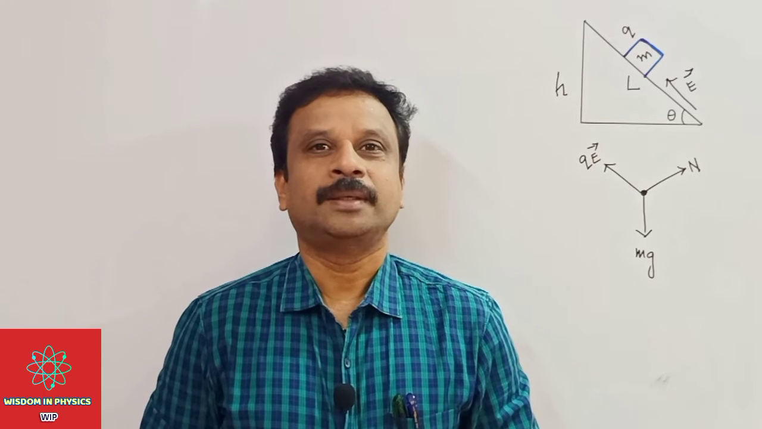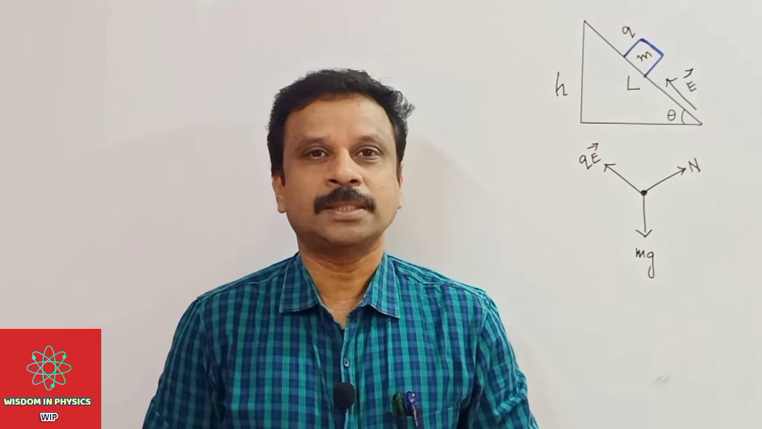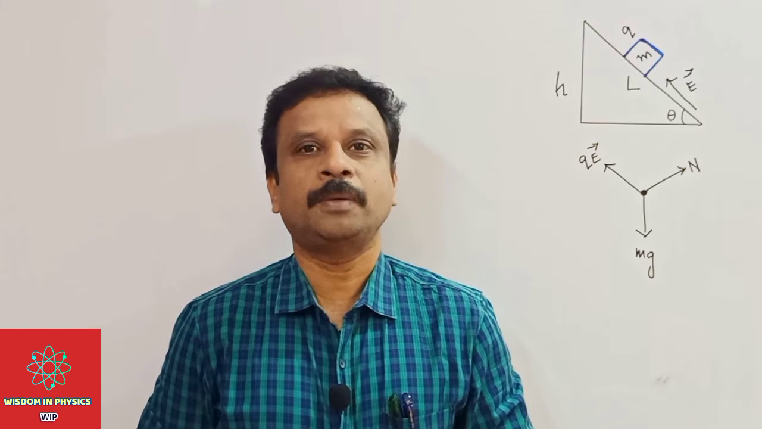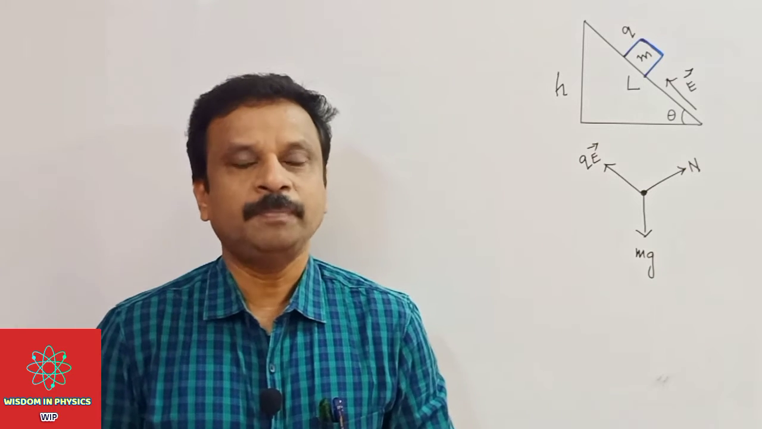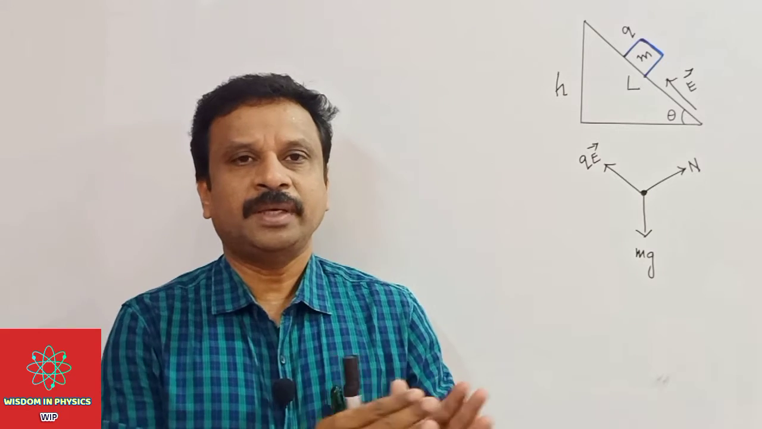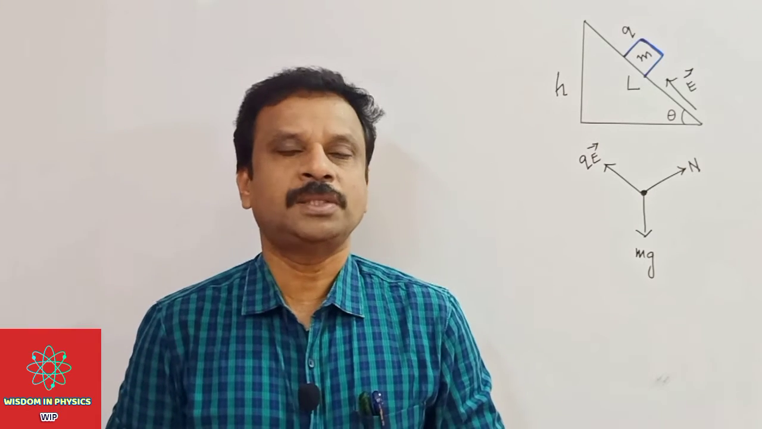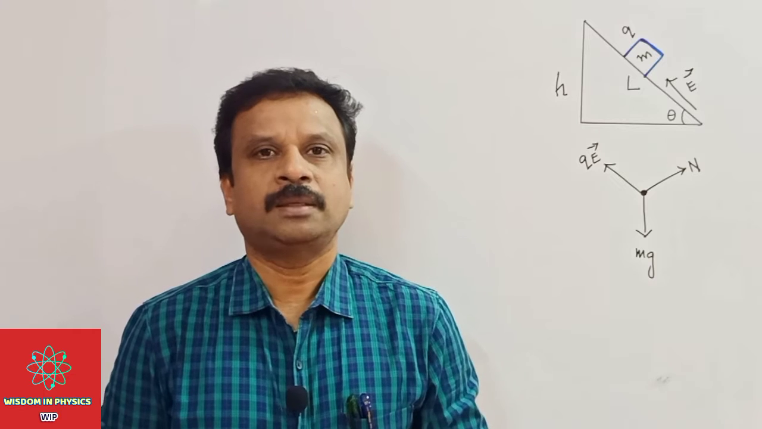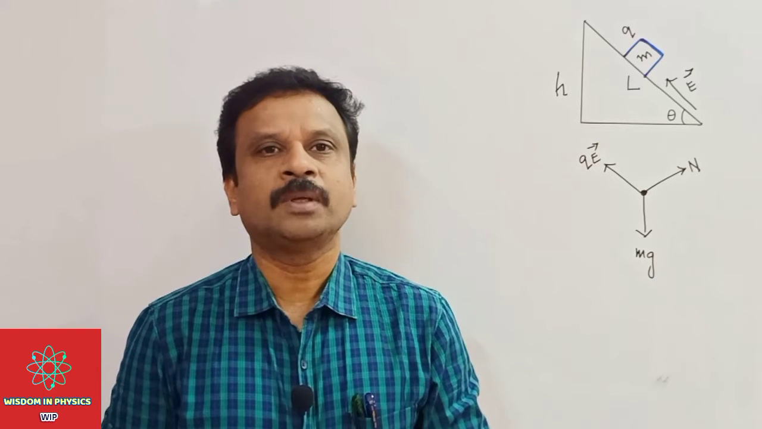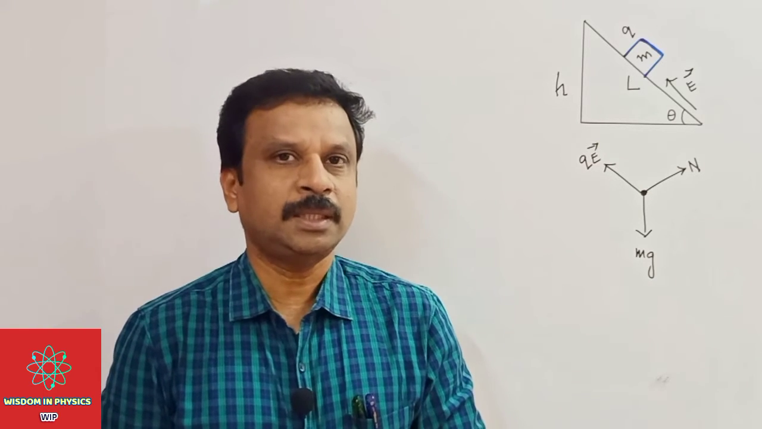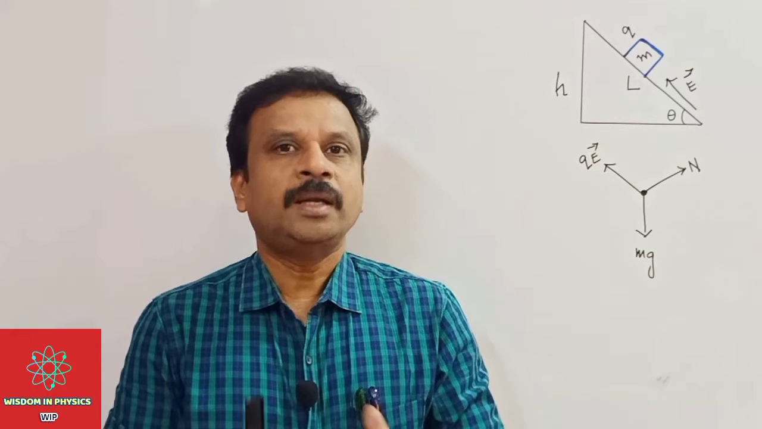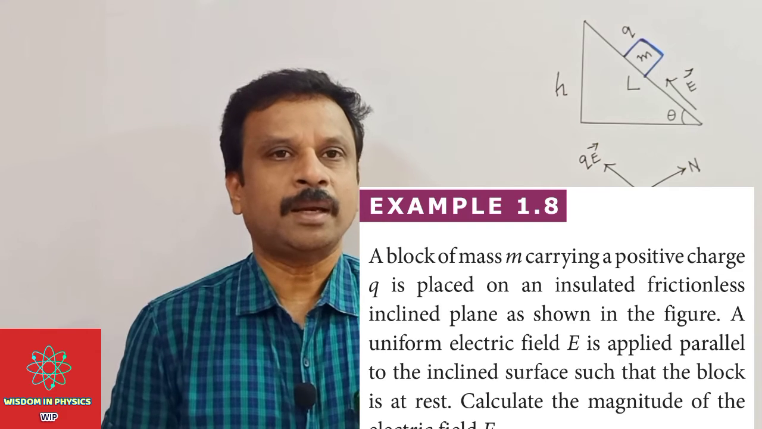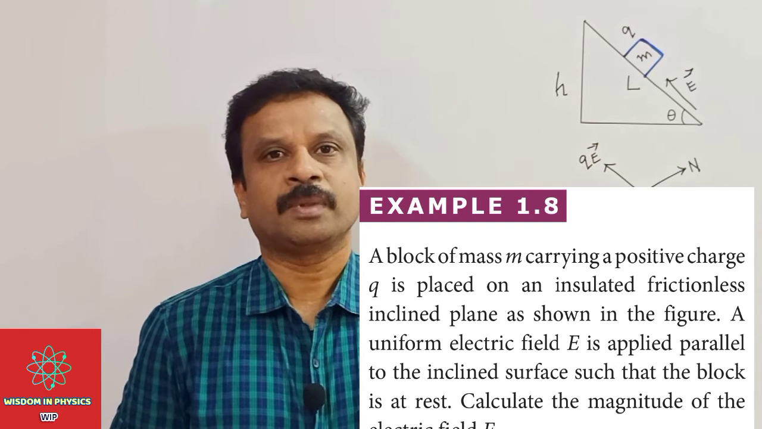Hi dear students, in this session we are going to discuss a very important conceptual problem in electrostatics, example number 1.8. First I will read the problem. So we have an inclined plane on which there is a block of mass m which is positively charged, kept on the inclined surface. An electric field E vector is applied parallel to the inclined surface.